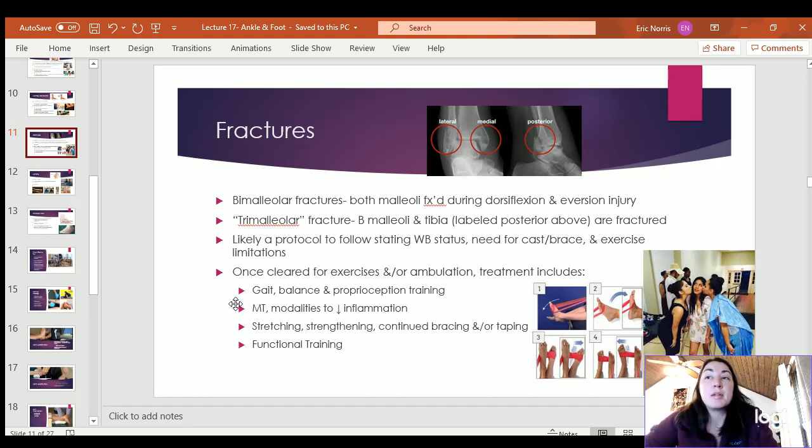But once the immobilizer is off, you can begin gait training, balance training, proprioceptive training, of course, within their weight-bearing guidelines. Manual therapy, again, if they've been in an immobilizer, work on the plantar fascia, work on the Achilles tendon. If everything's just been sitting still for several weeks, you're going to have to really push passive range of motion and start stretching and working through that area. And then eventually stretching and strengthening. Of course, you can continue taping the area or bracing the area depending on how much support they need, and eventually get to functional training as well before they return to whatever their normal activities are.